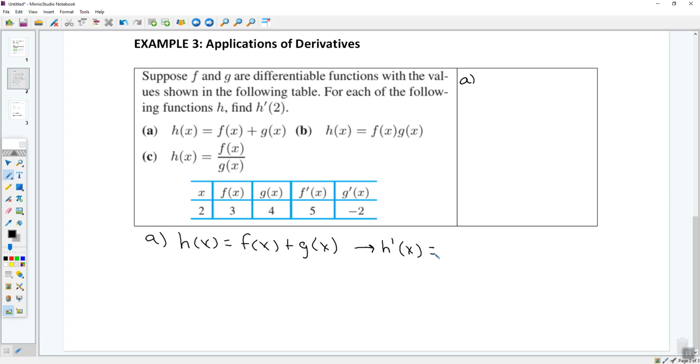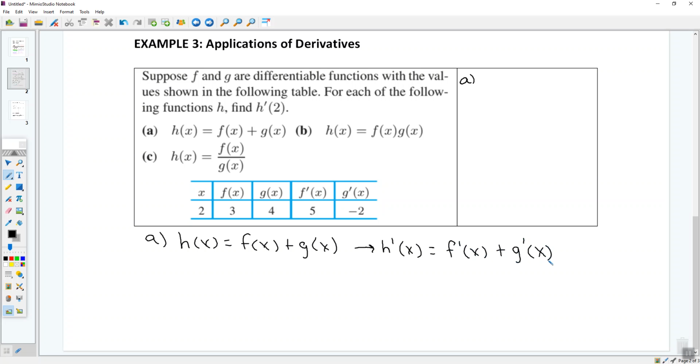Wouldn't that just be, it's not a product and it's not a quotient. This is just stuff added together. So wouldn't that just be f prime plus g prime? This would just be 3 plus 4. So this would be f prime of x plus g prime of x, right?